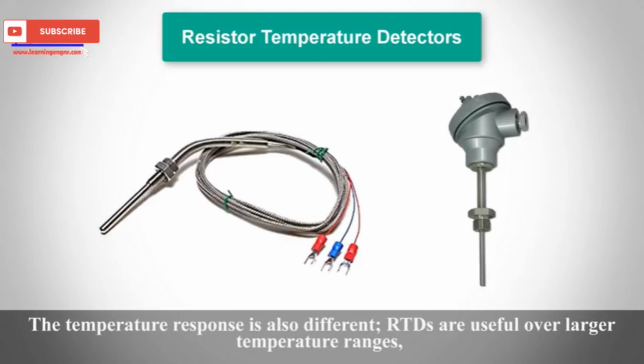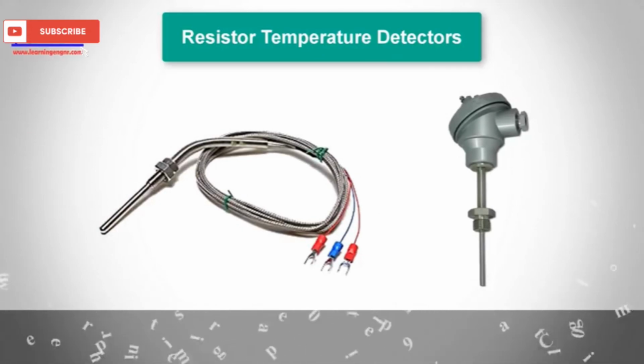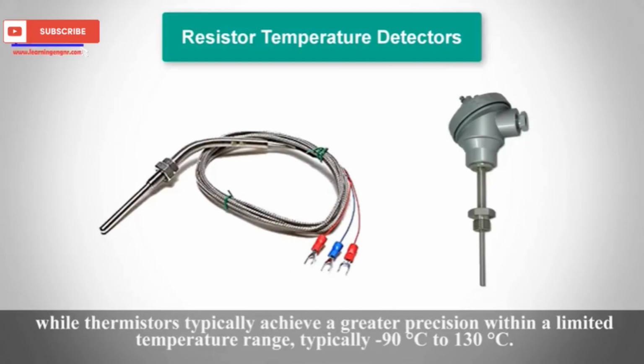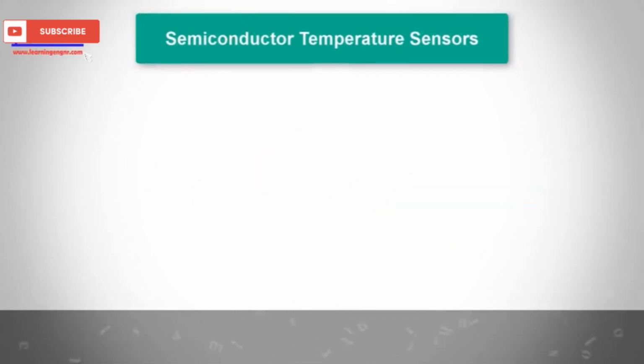RTDs are useful over larger temperature ranges, while thermistors typically achieve a greater precision within a limited temperature range, typically -90 degrees Celsius to 130 degrees Celsius.